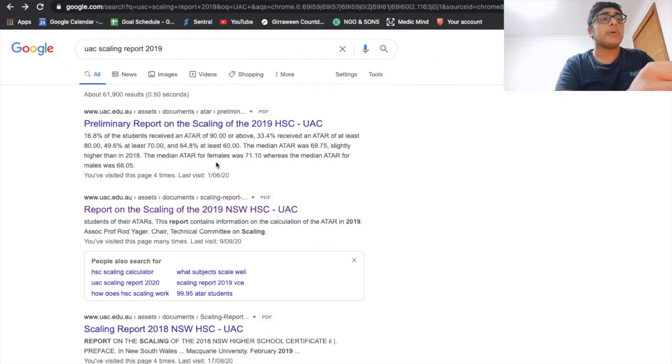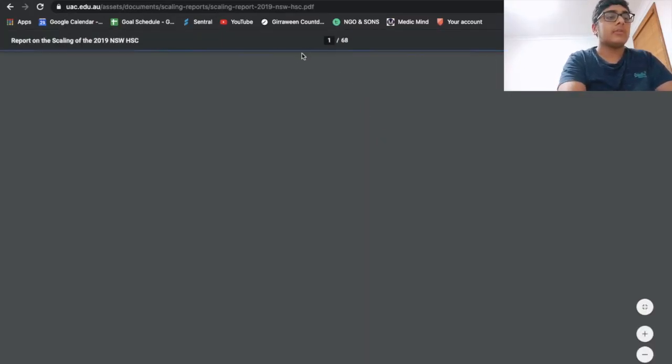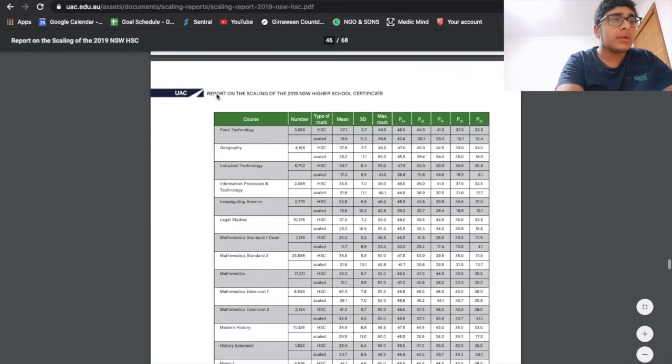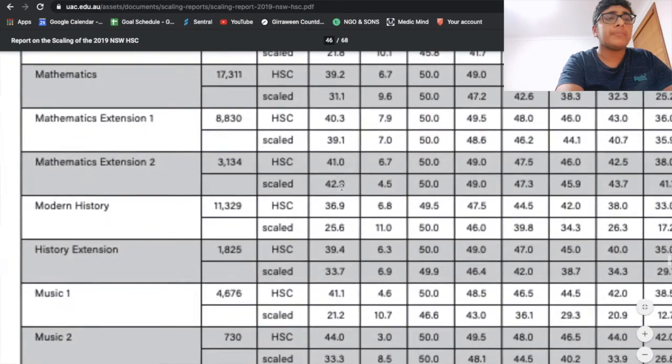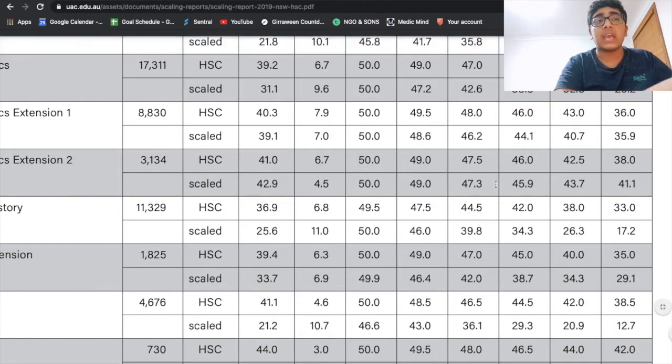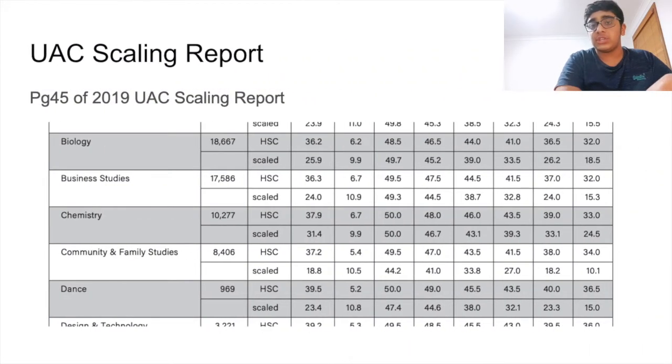If you search it up online and go to that report and go down to page 45, go down to 4-unit math. 47.5 gets scaled down to a 47.3. 49 gets kept at 49. 46 gets scaled down to 45.9. They all get scaled down. Every subject gets scaled down, regardless of what subject you do.